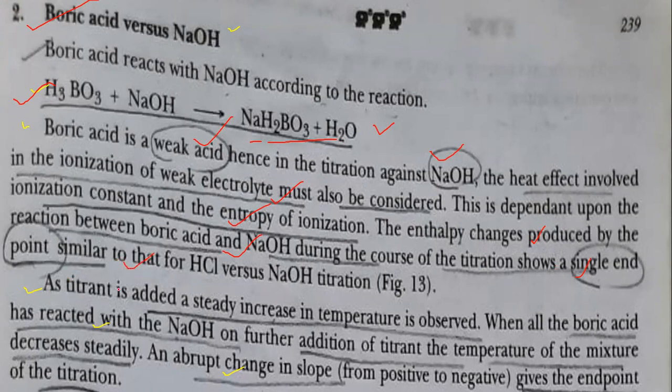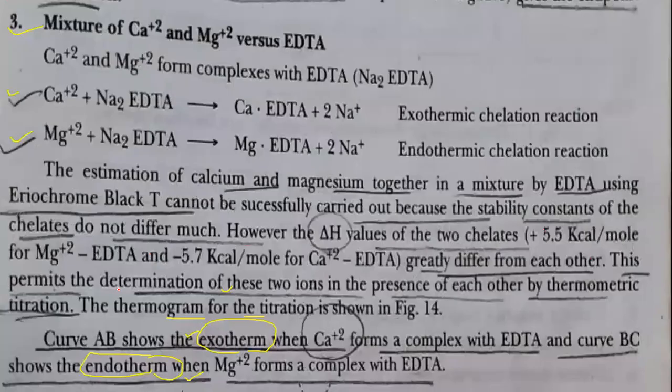Okay. So as the titrant is added, we can observe a steady increase in temperature in the titration. When all the boric acid has reacted with the NaOH, on further addition of the titrant the temperature of the mixture decreases steadily. An abrupt change in the slope is observed at the end point. So that end point is from a positive to a negative change. And now the third is a mixture of Ca2+ versus Mg2+.